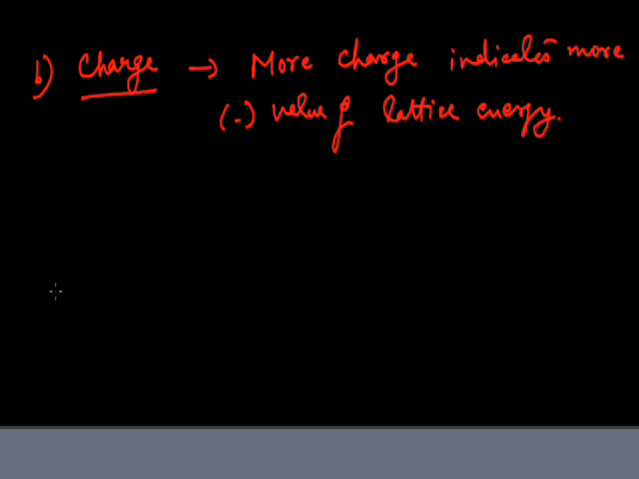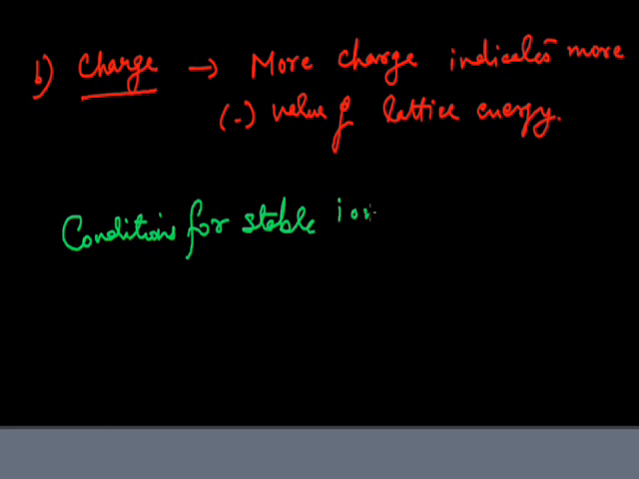Now what is the use of this lattice energy? With the help of this lattice energy, we can take an idea about the inter-ionic attraction, then we can also know about the stability of the ionic compounds. There are certain conditions for the stable ionic bonding. Let us have a look at these conditions. Conditions for stable ionic bonding.